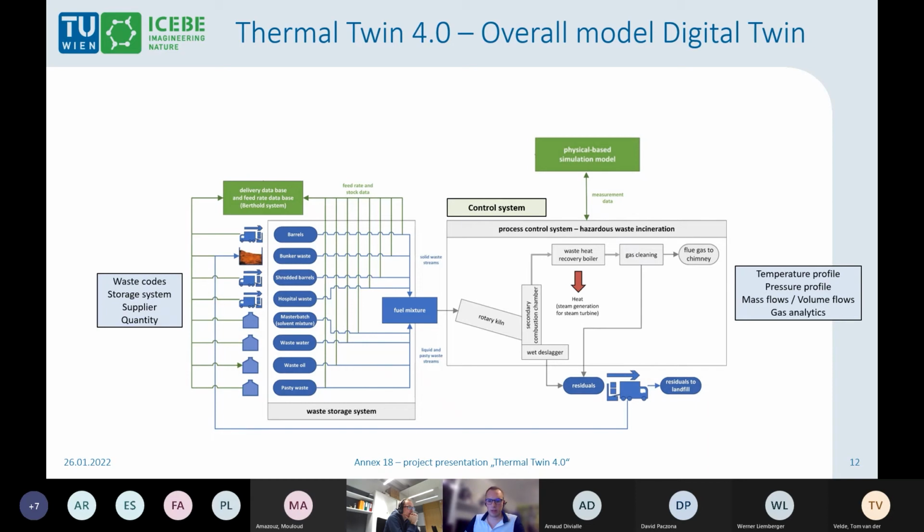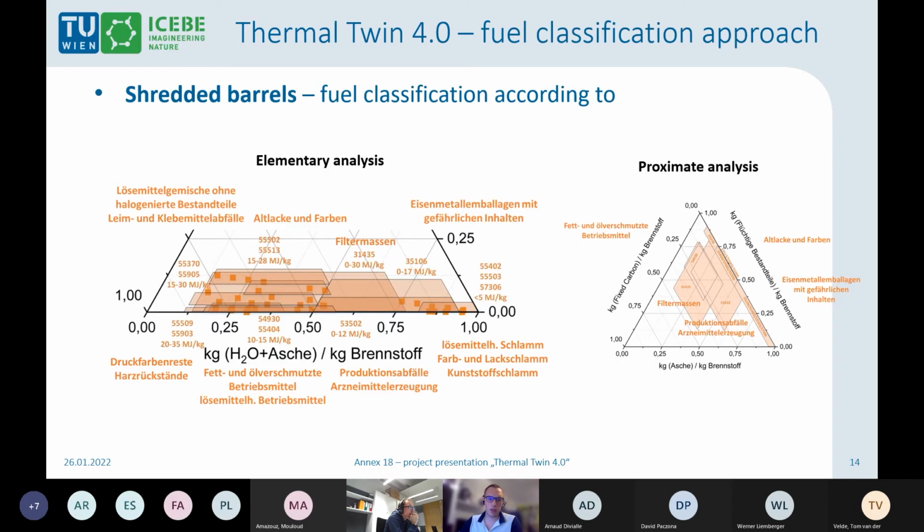But as I already mentioned, the waste codes are not really an indicator for the combustion behavior. So we need one more database to combine these two approaches. And this is the fuel classification model. What is a fuel classification model? With these two diagrams, I would like to give you a short insight. We looked at the last years of the database from the waste streams, figured out the most important waste codes, and built up a fuel classification database.